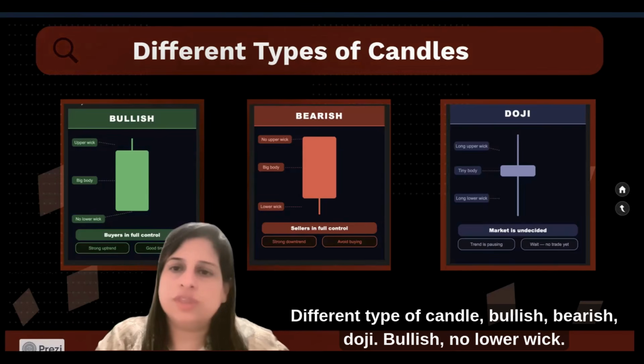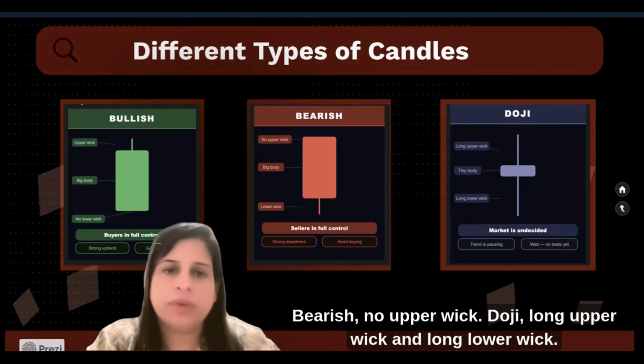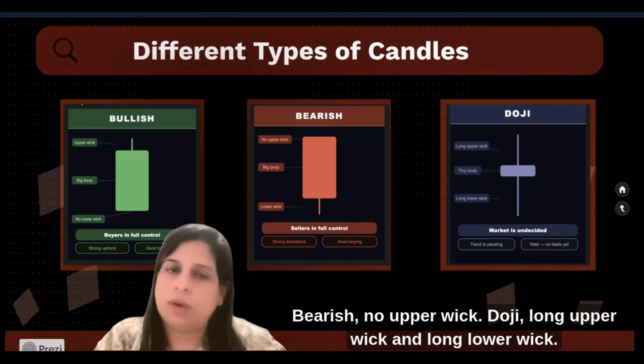Different types of candles: bullish, bearish, doji. Bullish, no lower wick; bearish, no upper wick; doji, long upper wick and long lower wick.